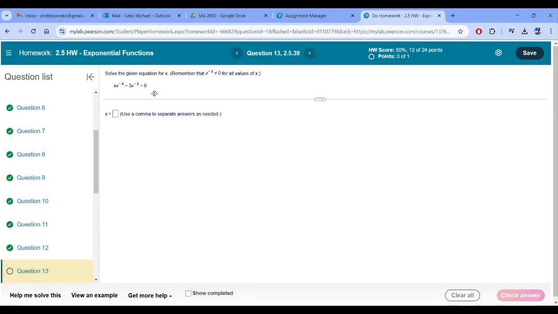Okay, let's see this one. Solve the given equation. X e to the negative x minus 3 e to the negative x equals 0. So the first thing I'm going to do is add, hold on. Remember that e to the negative x cannot be equal to 0 for all values of x.